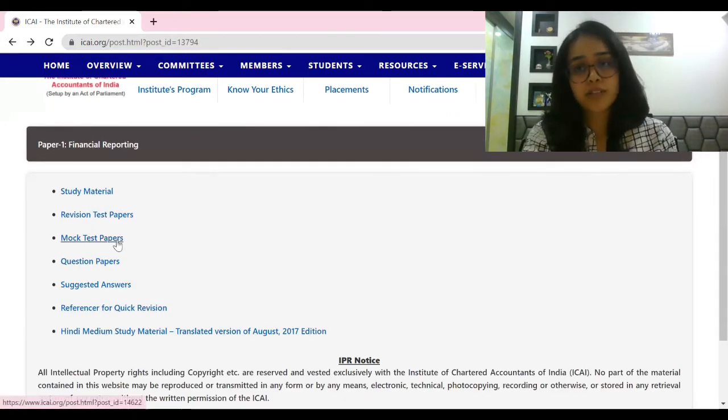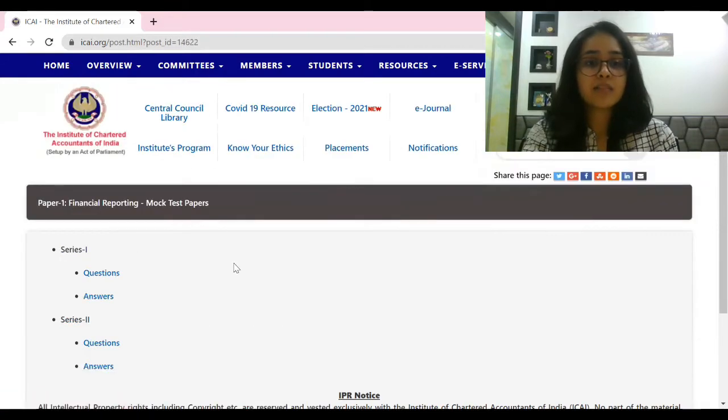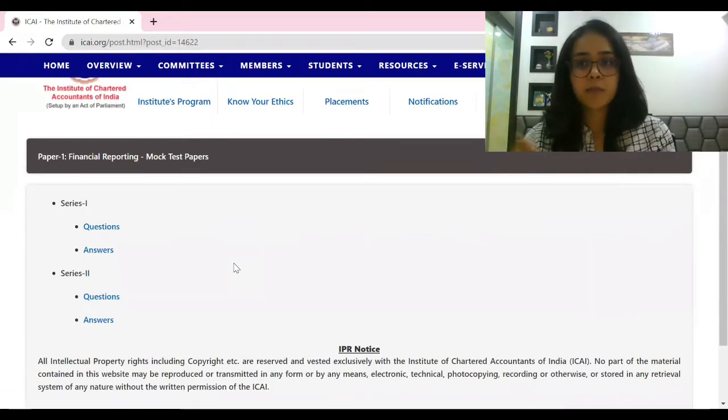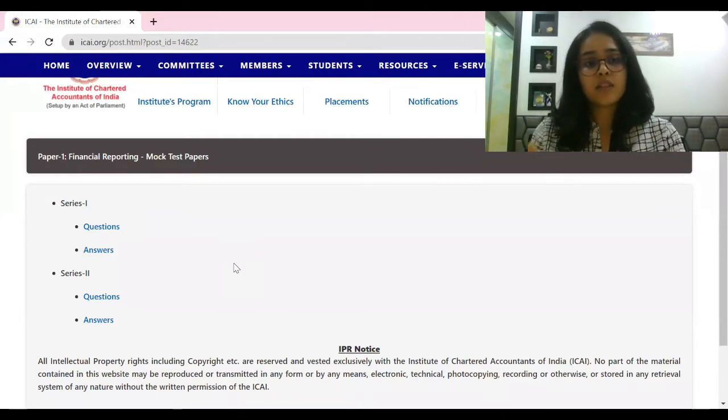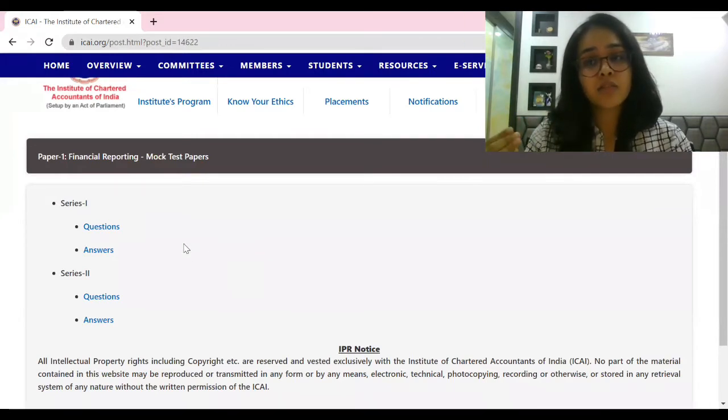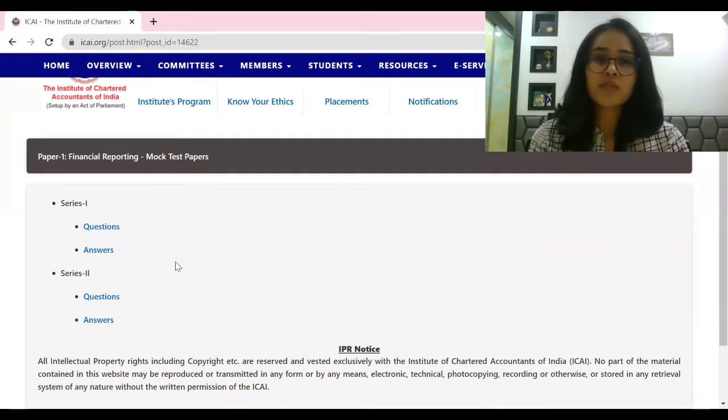Then we have mock test papers again. Now ICAI releases at least 2 sets of mock test papers for every attempt for May, November. Now these attempts, as it releases new mock test papers, the older versions are deleted from the ICAI portal. In case if you want to refer to the older versions, you can easily access them through a Google search. You'll find various links to various sites which have a collection of the past mock test papers.